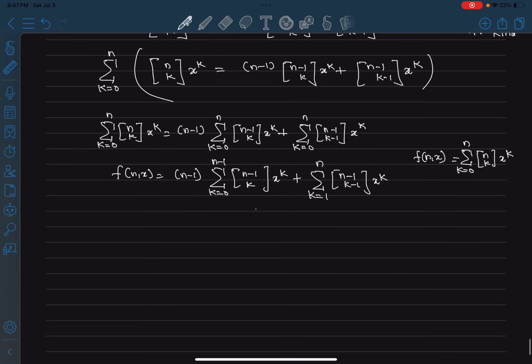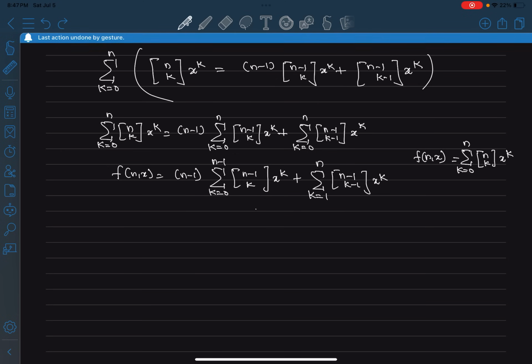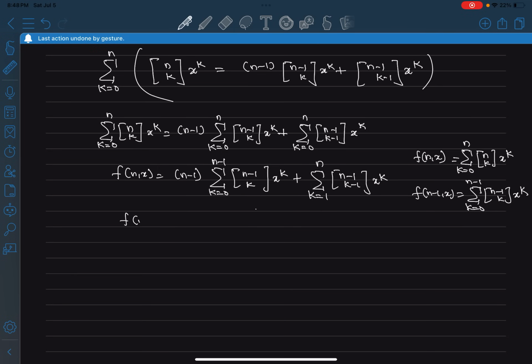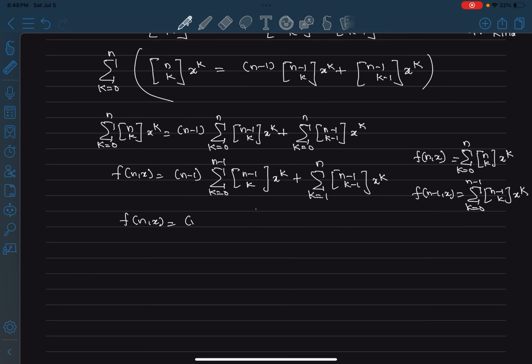Now again note that if we substitute n minus 1 over here, f of n minus 1 comma x is just the sum from k equals 0 to n minus 1 of [n minus 1, k] x to the power k. So this is the same thing that we have over here. So that becomes f of n comma x is equal to (n minus 1) f of n minus 1 comma x.